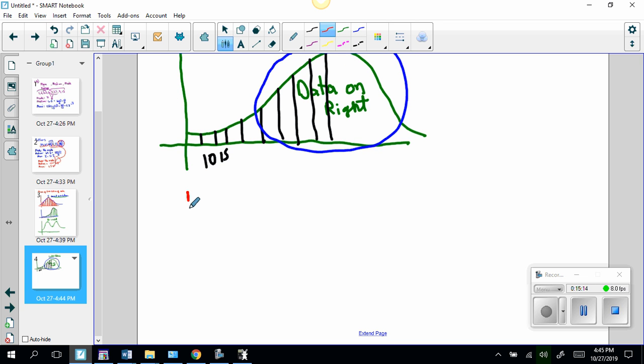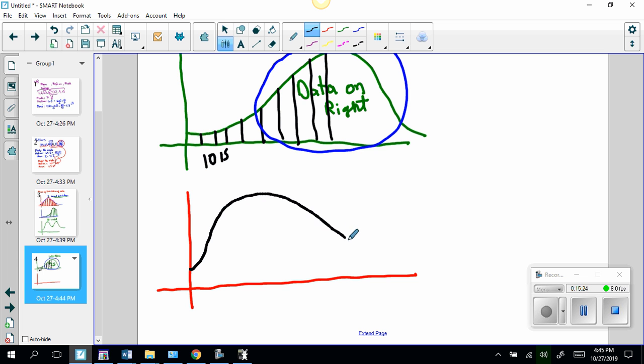I always get it mixed up, but I know it's opposite of what I think. So right skew: a ton of data on the left, and the tail is pulled to the right. So this is right skew.